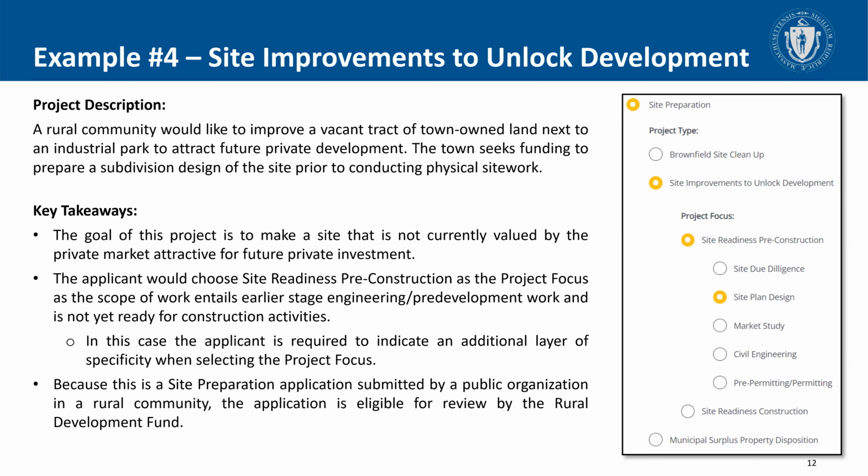And this application is being submitted by a rural community, so it's also eligible for review by the Rural Development Fund in addition to the site readiness program. Any community with a population density of 500 persons or less per square mile, and a total population of less than 7,000 is automatically designated as a rural community for the purposes of this program.